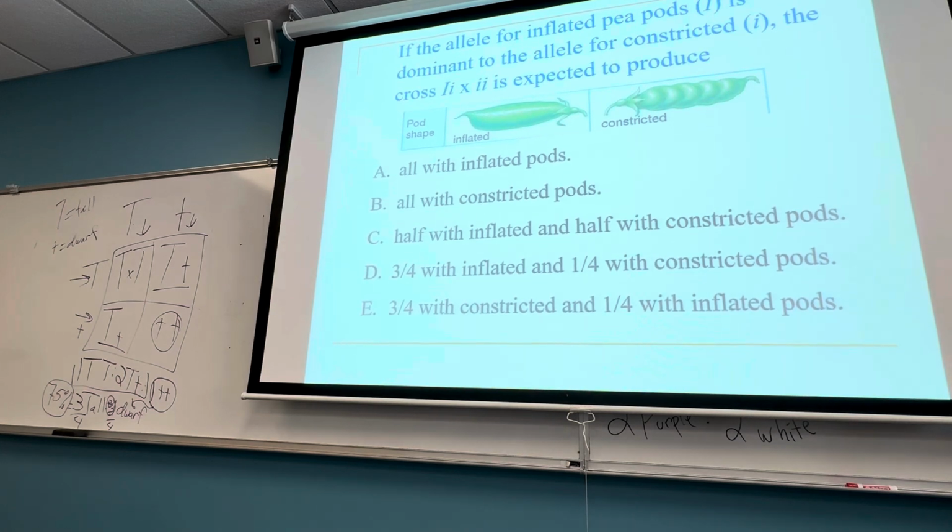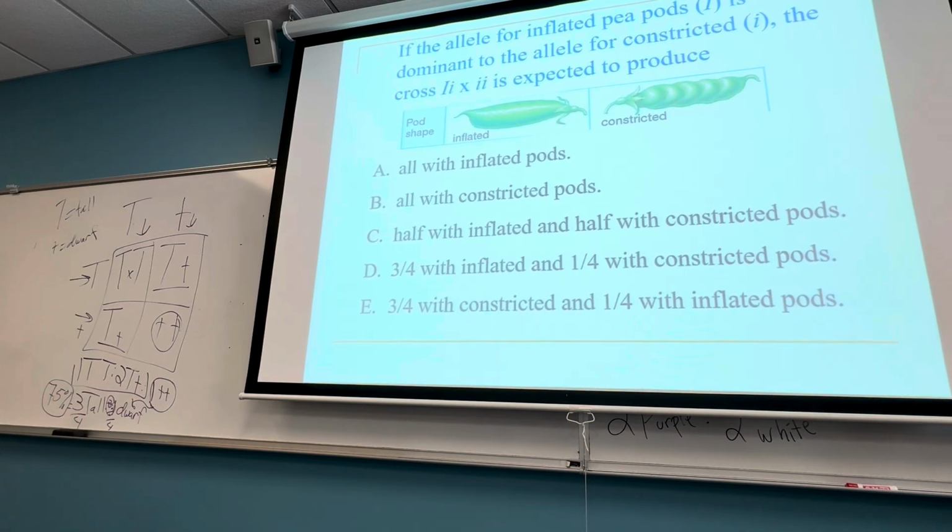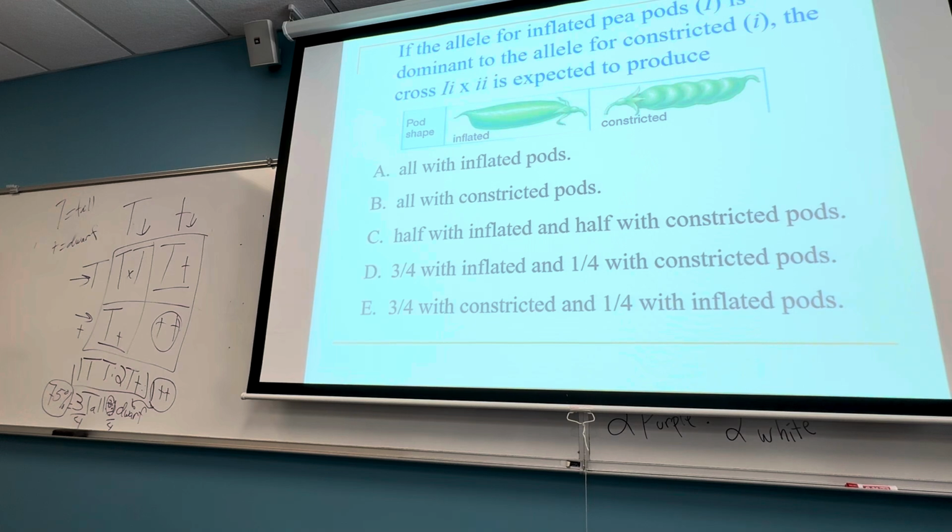All right, another practice problem. If the allele for inflated pods, capital I, is dominant to the allele for constricted, the cross big I, little I with little I, little I is expected to produce what? So please do that problem.